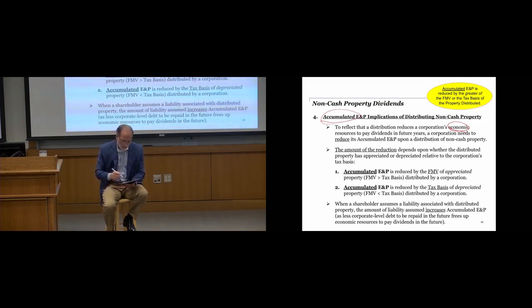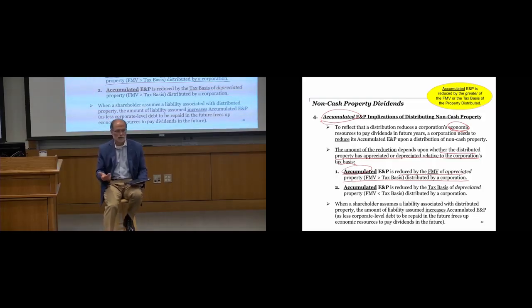Okay, so the amount of that reduction depends upon whether the distributed property has appreciated or depreciated relative to the corporation's tax basis. So for accumulated E and P, it is reduced by the fair market value of appreciated property distributed by a corporation. Because that value is no longer there. It cannot economically support a distribution in the future. So I have to lower the amount of my accumulated E and P.